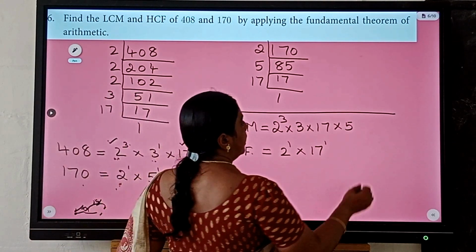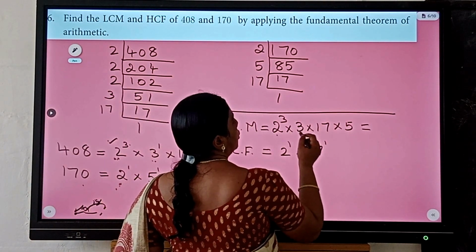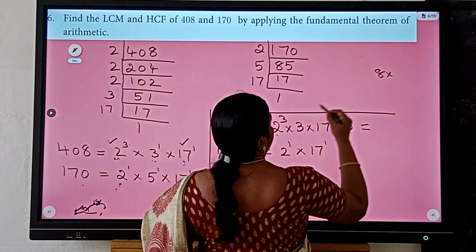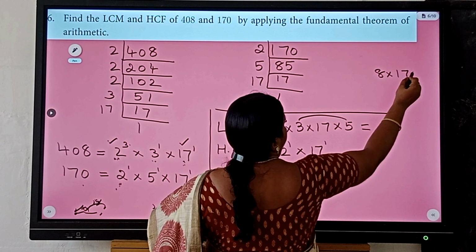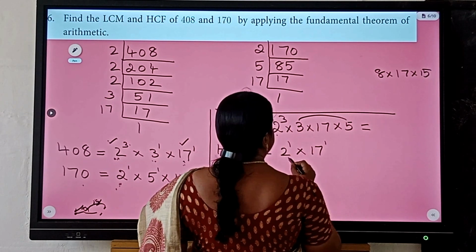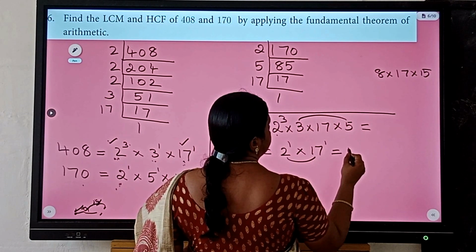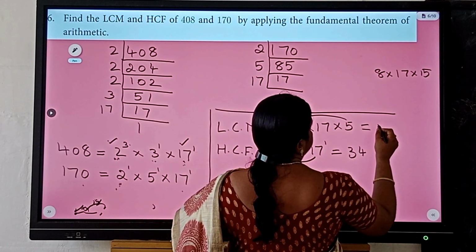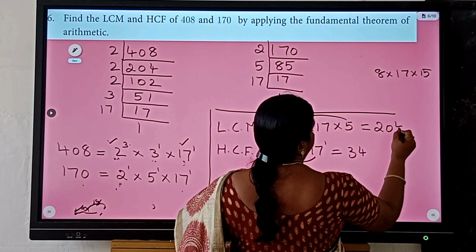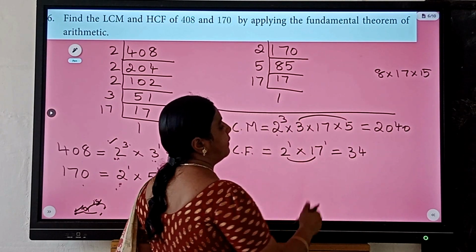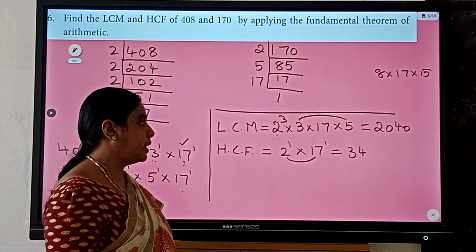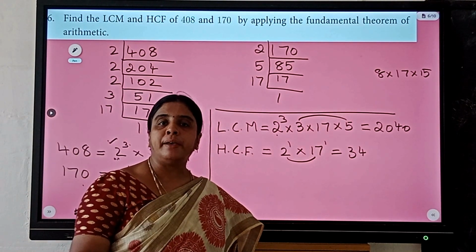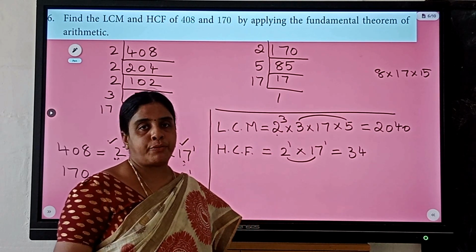Now let's solve this, because we have to find the LCM. So 2 cube is 8. 8 into 17 into 15. The same way over here, 2 into 17 is 34. For the LCM, 8 into 17 into 15 is 2040. Now for the HCF, 2 into 17 is 34. So in one method we have found out both the LCM and the HCF.